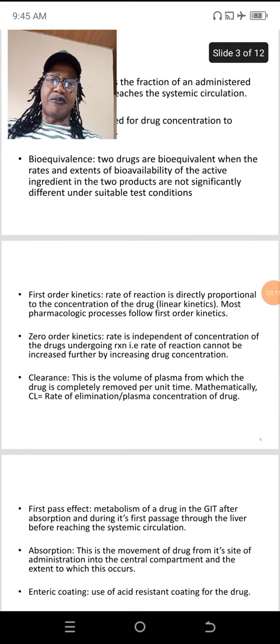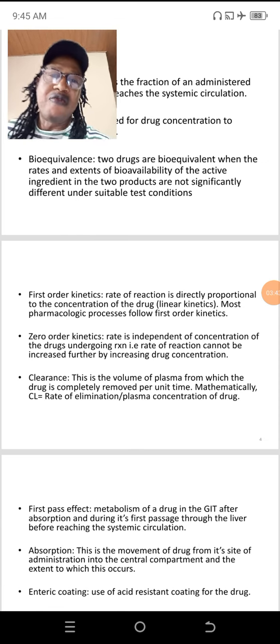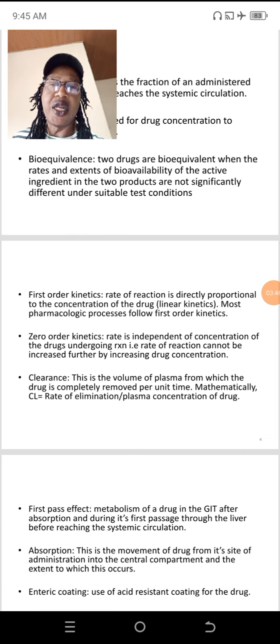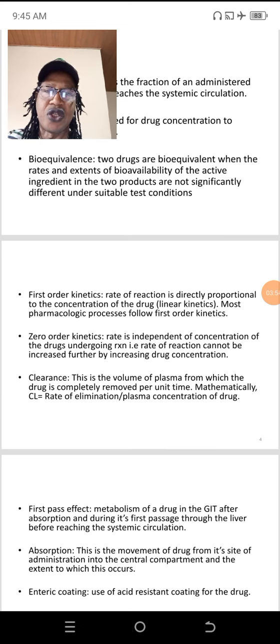First order kinetics simply means that the rate of reaction is directly proportional to the concentration of the drug, that is linear kinetics. Zero order kinetics, the rate is independent of the concentration of the drugs undergoing reaction. That is, the rate of reaction cannot be increased further by increasing drug concentration. Clearance is the volume of plasma from which the drug is completely removed per unit time. And mathematically, clearance is rate of elimination divided by plasma concentration of the drug.